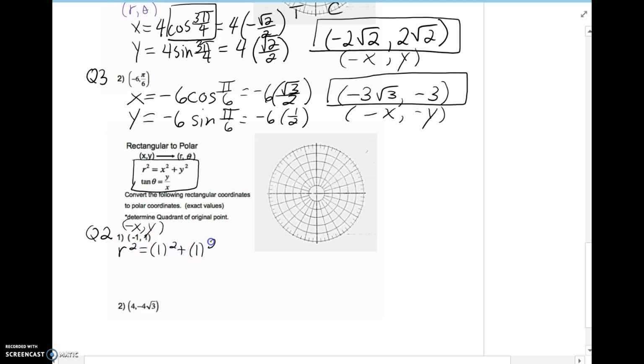I don't usually put the negative sign in with the radius just in case you forget to use parentheses. So that comes out to 2. Our radius is going to be square root of 2. Now we do have to be careful with quadrant 2 because we end up getting here tangent theta equals 1 over negative 1. Now we have 2 options for our quadrants.